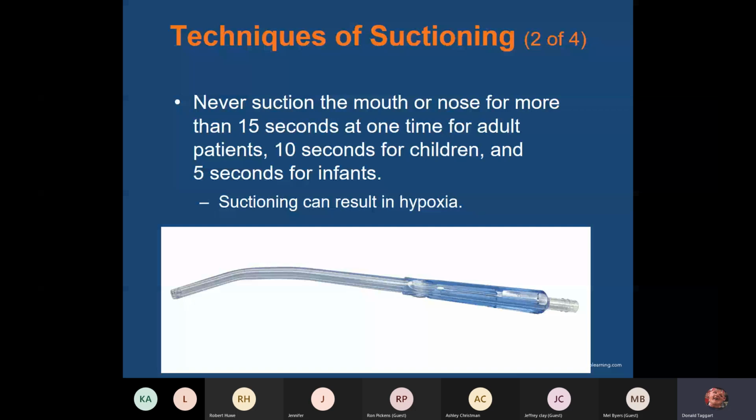Okay, you guys write this down. You will be tested on this. If you do this or don't do this in your state test, they'll fail you. Do not suction for more than 15 seconds at a time.